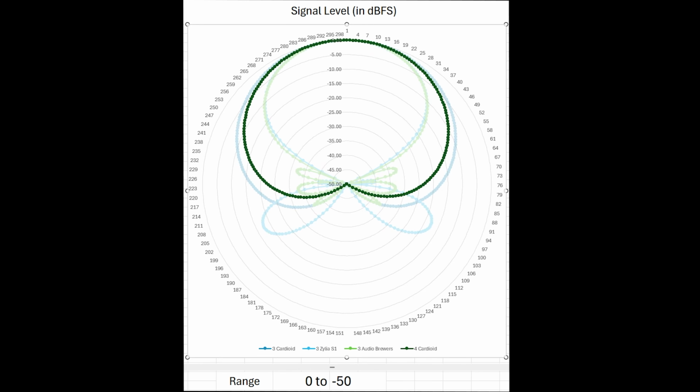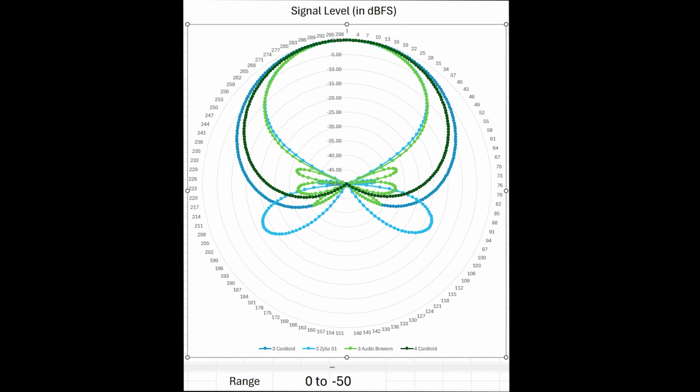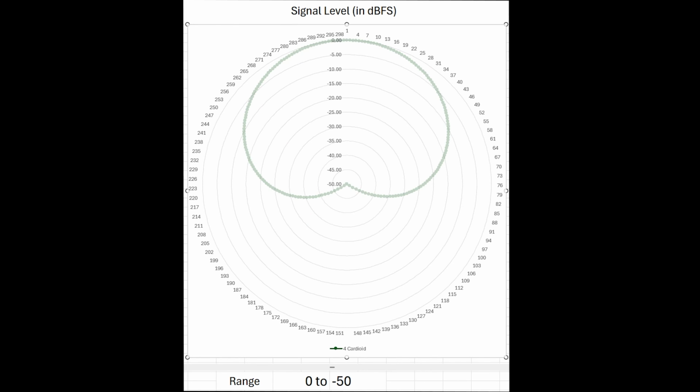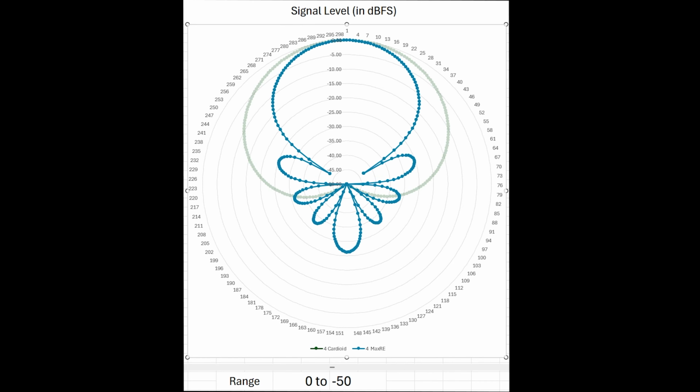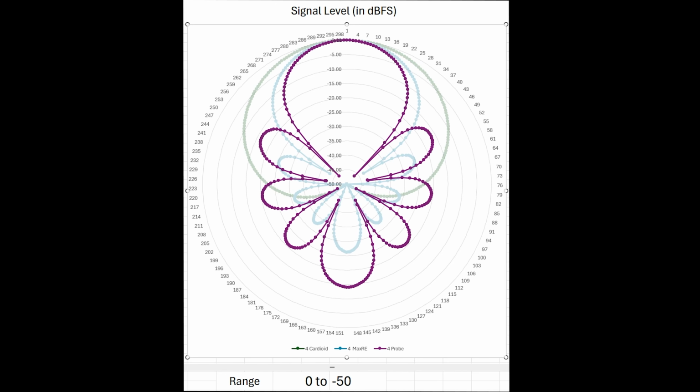And you can see that the third order beam of Audio Brewers is much better than the fourth order cardioid. Let me just hide them and let's just move completely to fourth order. In fourth order, you have the cardioid polar pattern. And if we explore the max-re, you can see that it's much narrower, but then you have these blobs happening, and then you have the probe, which is really, really busy when it comes to blobs around.